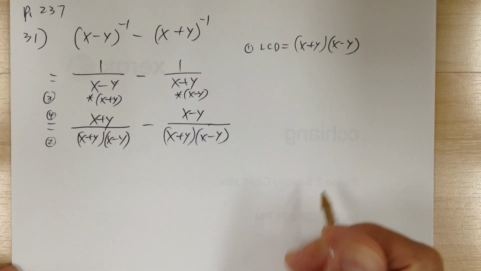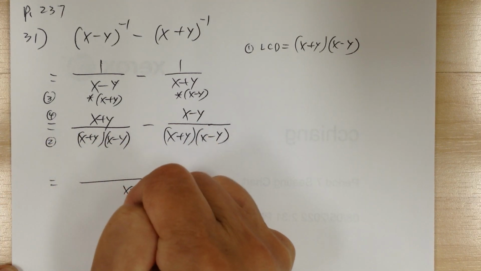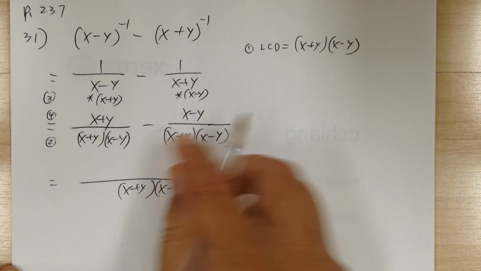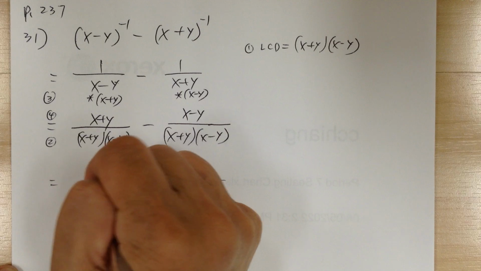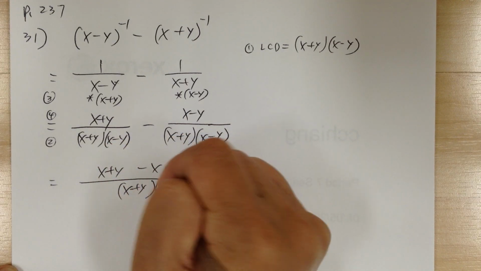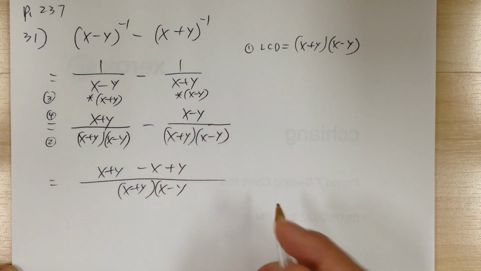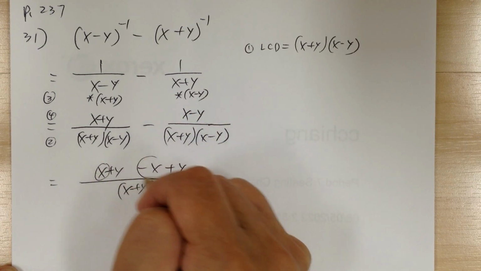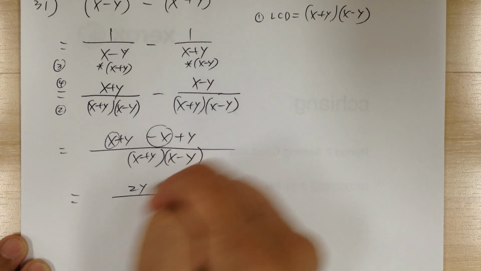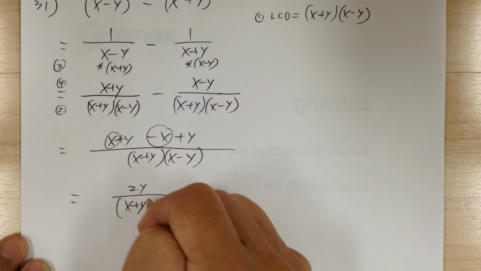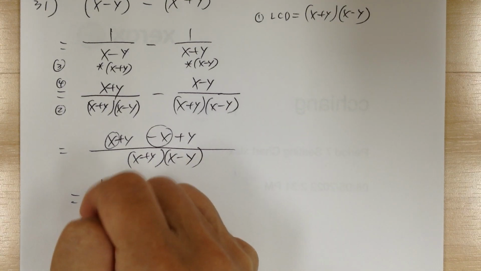Now you go to step 5. You have (x plus y)(x minus y) in the denominator. Now when you have subtraction, you have to take an extra step to change the sign. So you get x plus y minus x plus y, so minus x minus y gives you plus y. When you combine the like terms, the x's cancel out. So you get 2y over (x plus y)(x minus y).